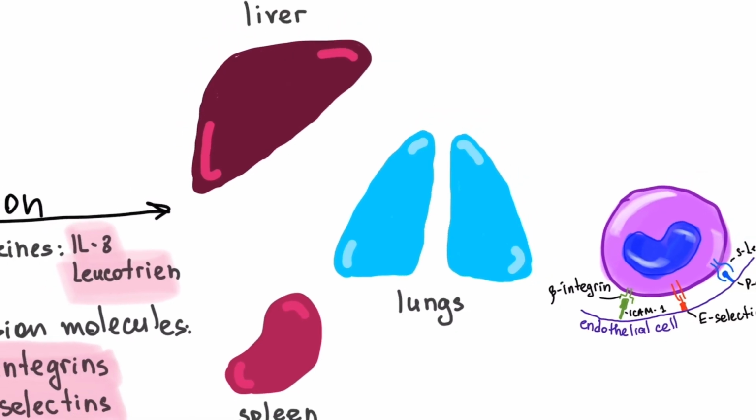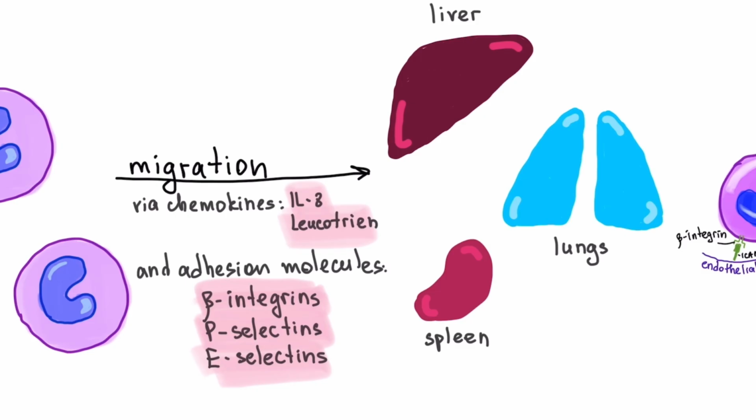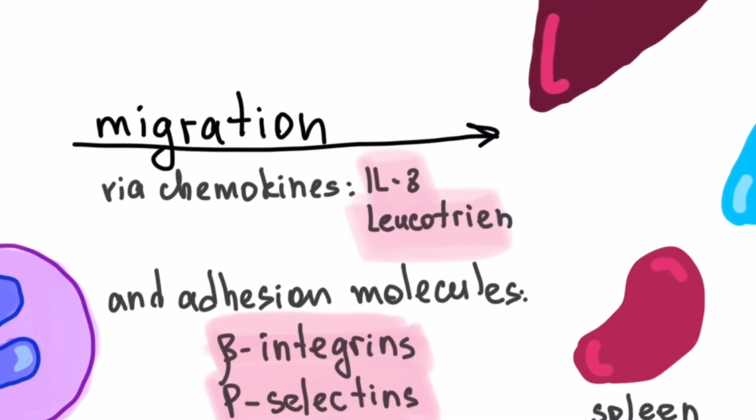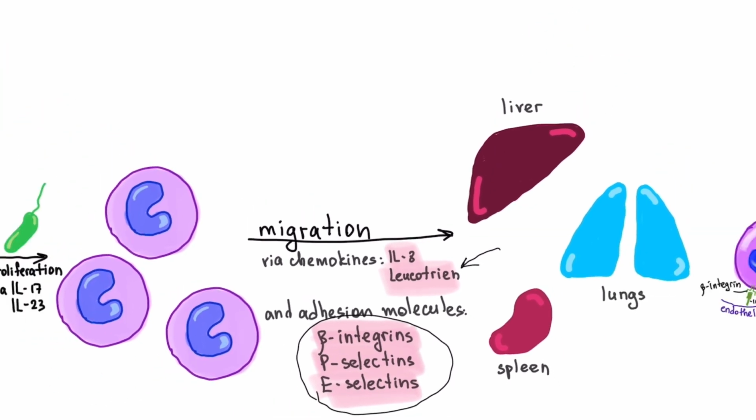So how can they know where to migrate? These tissues release different chemokines like leukotriene and interleukin-8. Their migration is a complex process, and they should connect with endothelial cells via adhesion molecules like beta-integrins and P and E selectins. The main aspect that I want to discuss with you is the membrane phenotype of neutrophils.